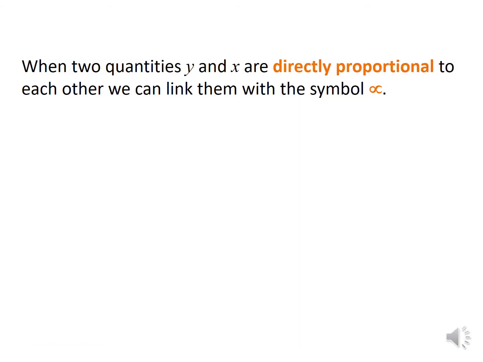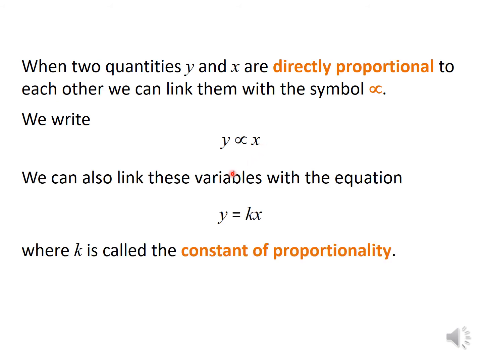When two quantities x and y, for example, are directly proportional with each other, we can link them with the symbol, this one here. So that is directly proportional. That's how you read it, and that's how we write that. So when you want to read that, you read it as y is directly proportional to x. Or we can also say y varies directly with x.